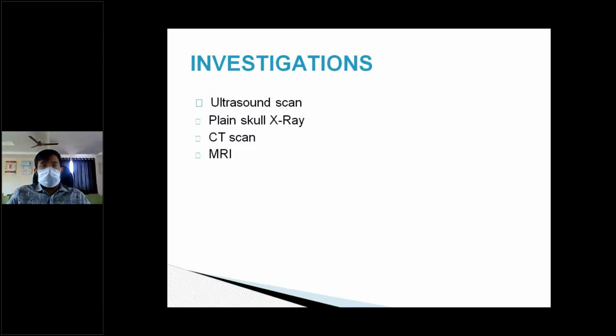So investigations. More basic investigations are done: that is the ultrasound, plain skull X-ray, CT scan, and MRI. Ultrasound findings show whether there is increased CSF pressure. Plain skull X-ray shows whether the sutures are still intact or there is diastasis. CT scan shows the intracranial pathology, and MRI shows the soft tissue, that is, the intracranial pathology.